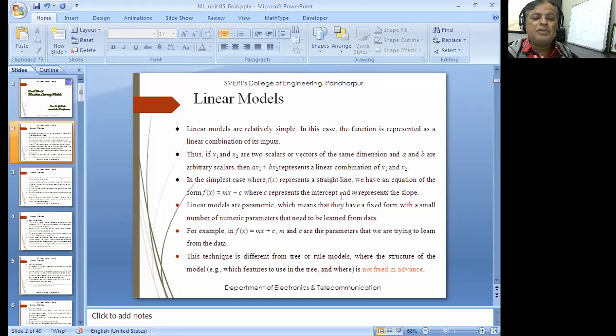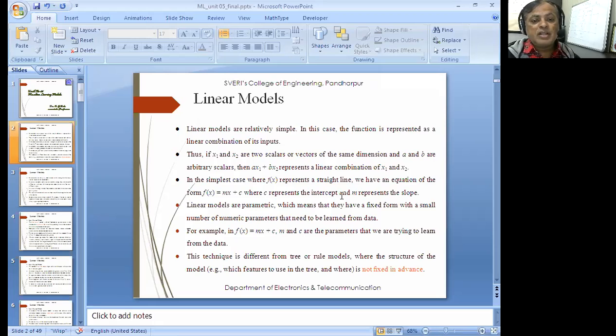When you want to learn a model, at that time you need to be specific about what is to be learned. A few things are fixed. We only have to go for a few numeric parameters that the machine learning model has to learn. We have taken the example of f of x equal to mx plus c, where m and c are the parameters we are trying to learn from the data.